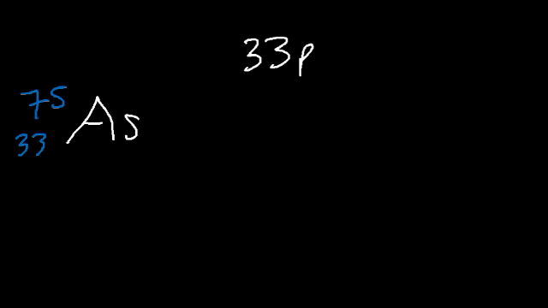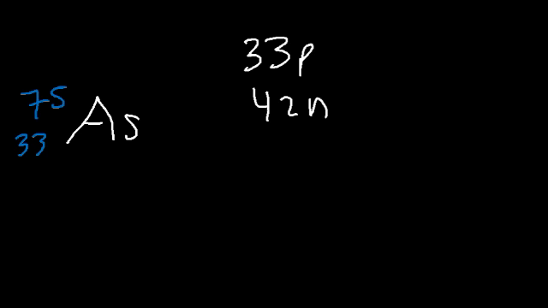Consider arsenic, which has an atomic number of 33 and a mass number of 75. How many protons, neutrons, electrons, core electrons, and valence electrons are found in an atom of arsenic? Because the atomic number is 33, arsenic has 33 protons. The number of neutrons is the difference between 75 and 33. 75 minus 33 is 42. So arsenic has 42 neutrons.